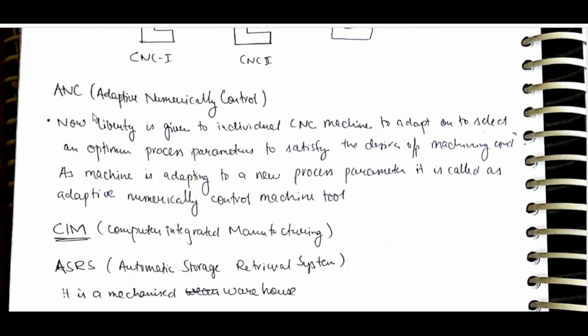ANC, adaptive numerical control. Now liberty is given to the individual CNC machine to adapt and select optimum process parameters to satisfy the desired output machining condition. As the machine is adapting to new process parameters, it is called an adaptive numerical control machine tool.